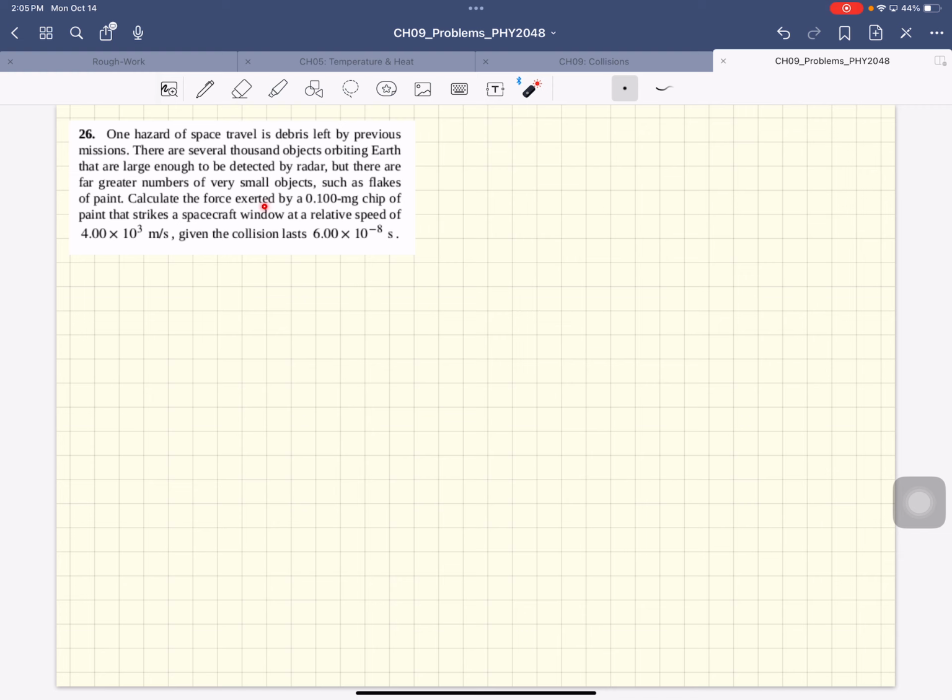Calculate the force exerted by a 0.1 milligram chip of paint that strikes a spacecraft window at a relative speed of 4 kilometers per second. Given the collision lasts roughly 60 nanoseconds. Okay, so here's the idea.